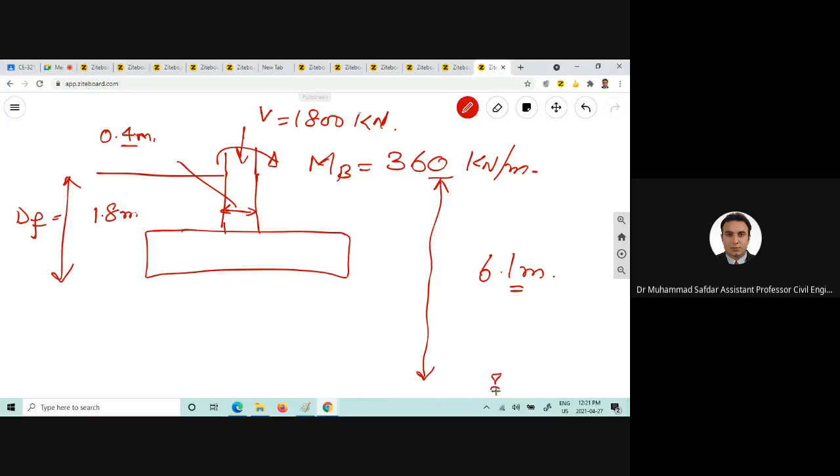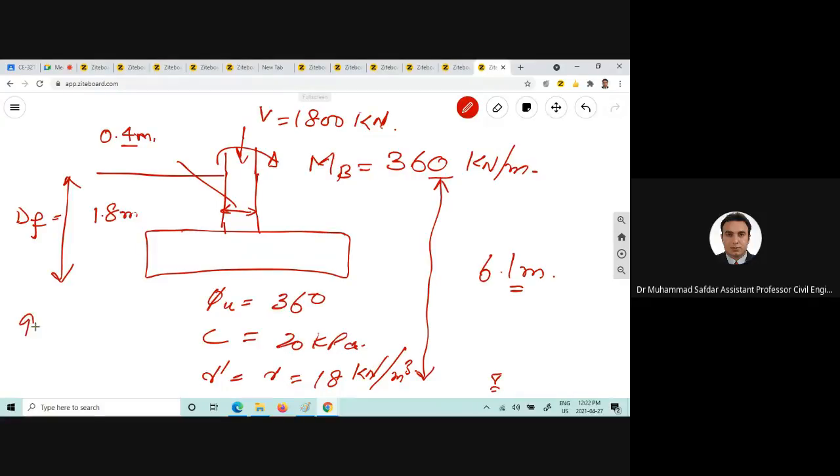And here the undrained friction angle is equal to 36 degrees. C is equal to 20 kilopascal. Effective unit weight would be equal to unit weight 18 kilonewton per cubic meter. And what we need to find out is the Q allowable with the factor of safety equal to 3.